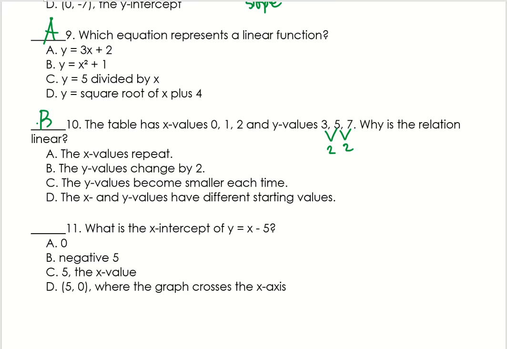11. What is the x-intercept of y is equal to x minus 5? If they were asking for the x-intercept, you have to set y equal to 0. So 0 is equal to x minus 5. So our x is equal to positive 5. Letter C.